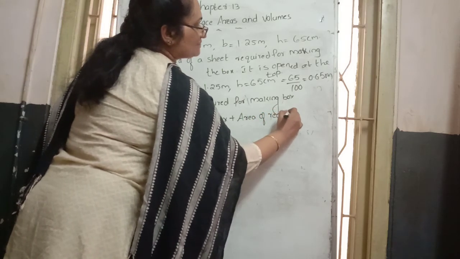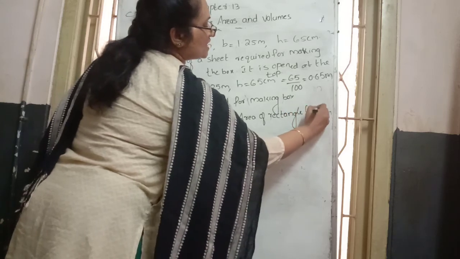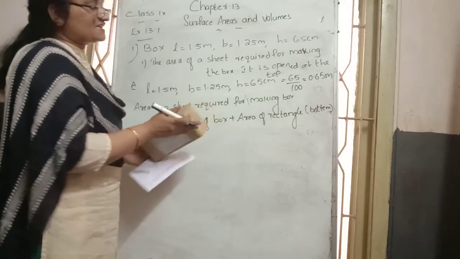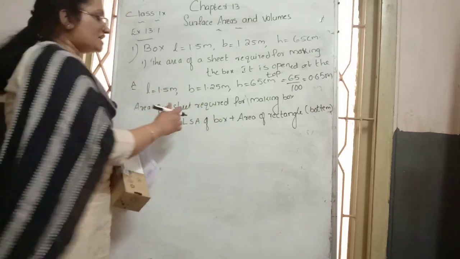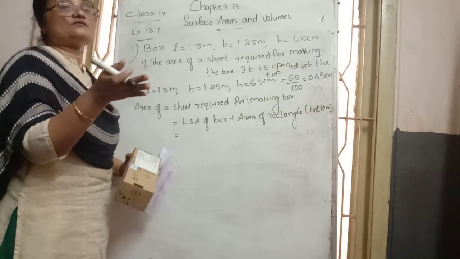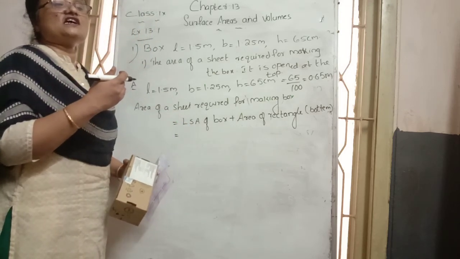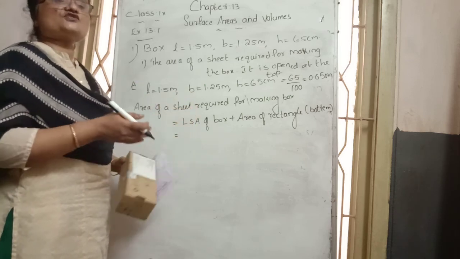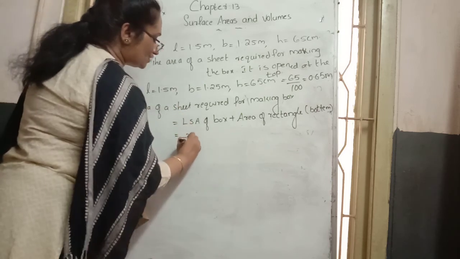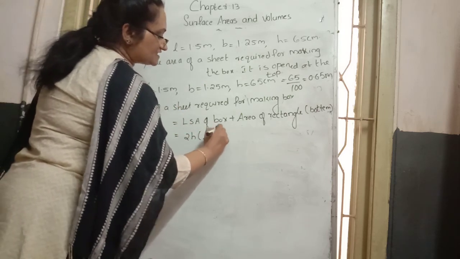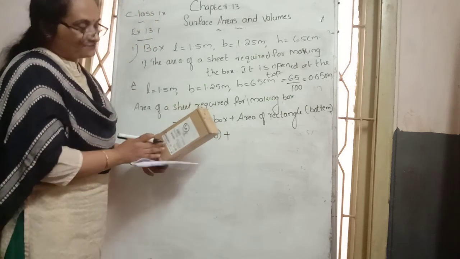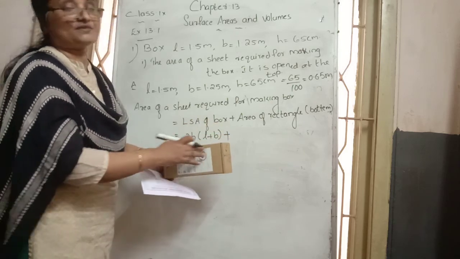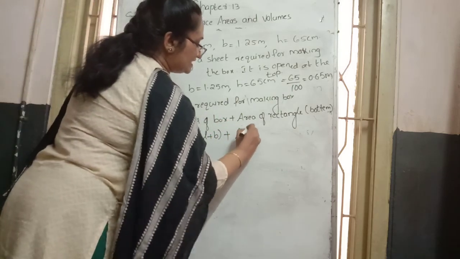Why do we take a rectangle? Bottom part is in which shape? Rectangle shape. That is the reason. So area of the rectangle. LSA of a box means we consider 4 faces only. Then the lateral surface area of a cuboid box, what is the formula? 2h into (L plus B), plus the bottom part area, which is represented by length and breadth. So area of rectangle is L into B.